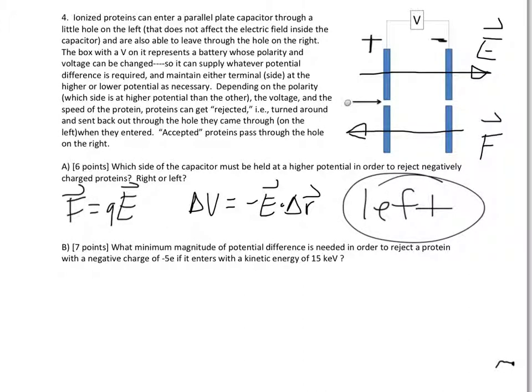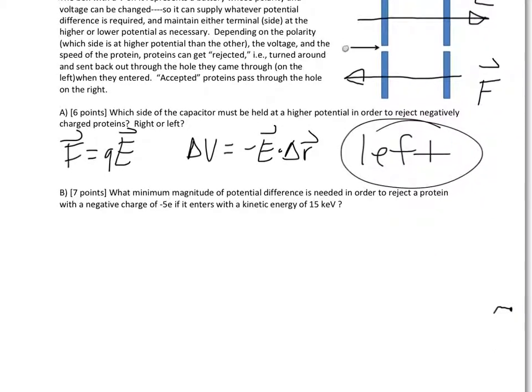Another way to see that this has to be true is just think about a negative particle in here. Once it gets in here, which side is it going to be attracted to? If you think about it, positive charges have higher potential near them than negative charges in general. So you want the particle, once it moves in here, to be attracted back to the left, which implies that this side must be at a higher potential, because negative particles are attracted to positive particles.